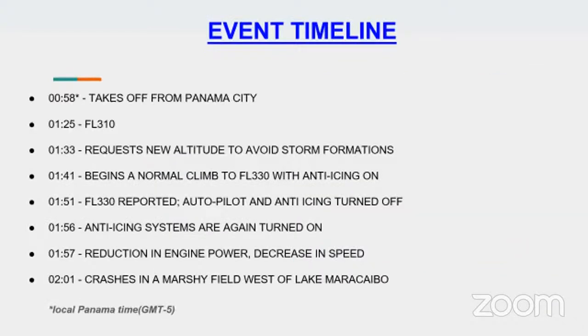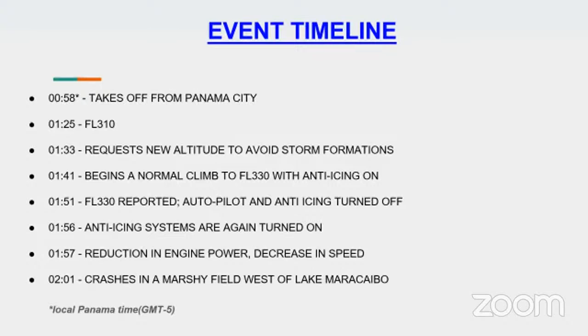After 27 minutes from takeoff, the plane reached FL310, or flight level 310. 8 minutes later, the pilot requested a new altitude from the ATC to avoid the line of storms ahead. The airplane began its normal climb after a few minutes and reached FL330. The autopilot had raised the angle of attack to maintain lift, resulting in a reduction in engine power and hence decreasing thrust. Before the ATC could respond to the pilot's request to decrease altitude, the aircraft had already stalled and crashed belly first.